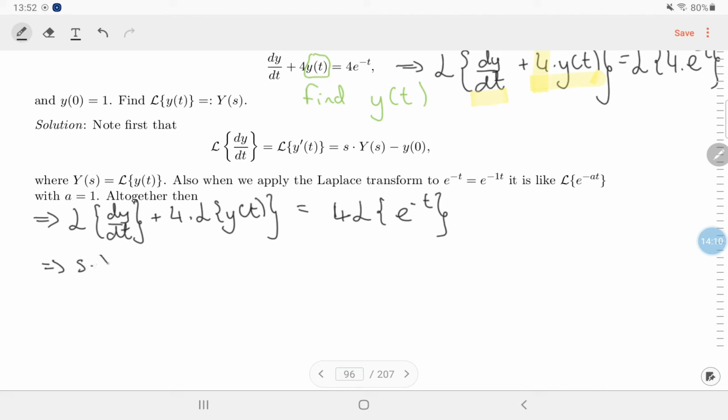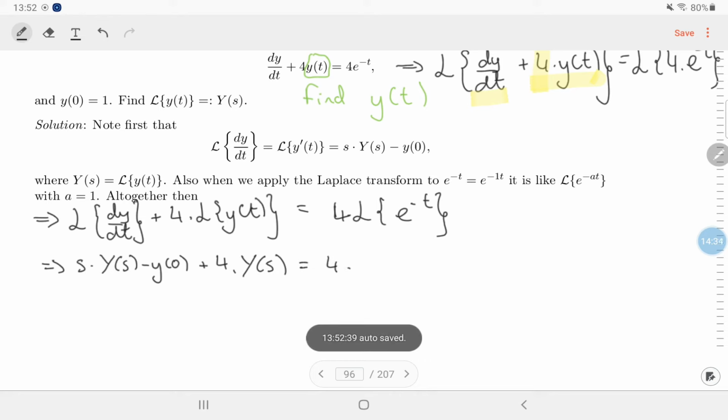S times big Y of S minus little y of 0, plus 4 times. Now, what's little y of t sent to? We would have spoken about this in the previous lecture. Little y of t is translated from t to s, and to show that it's been translated, we don't use little y of s, we use big Y of s.